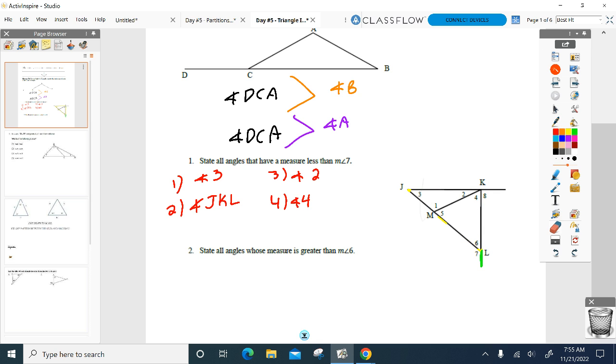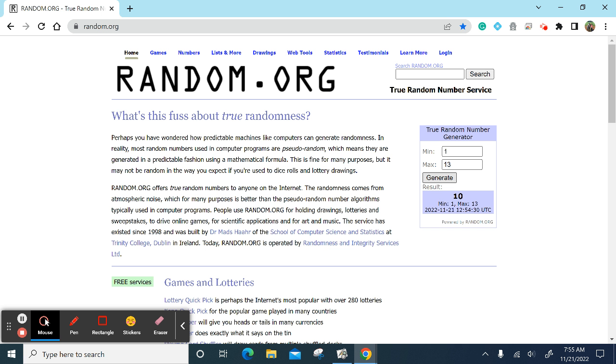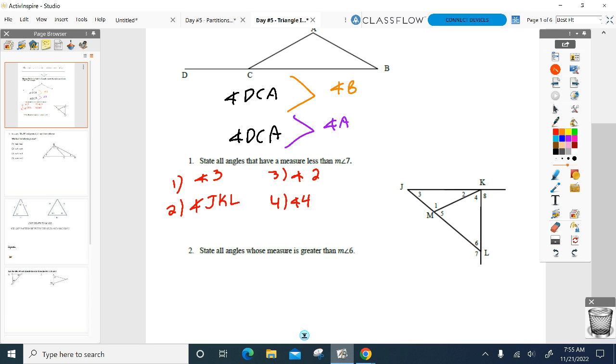We're not done though, right? Is 7 an exterior angle for another triangle too, other than the big one? You're darn right. Name it. 13, name the other triangle. Triangle MKL. MKL, yeah.